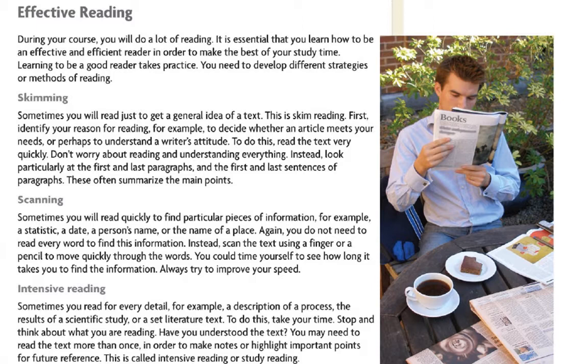Skimming. Sometimes you will read just to get a general idea of a text. This is skim reading. First, identify your reason for reading, for example, to decide whether an article meets your needs or perhaps to understand a writer's attitude. To do this, read the text very quickly. Don't worry about reading and understanding everything. Instead, look particularly at the first and last paragraphs and the first and last sentences of paragraphs. These often summarize the main points.